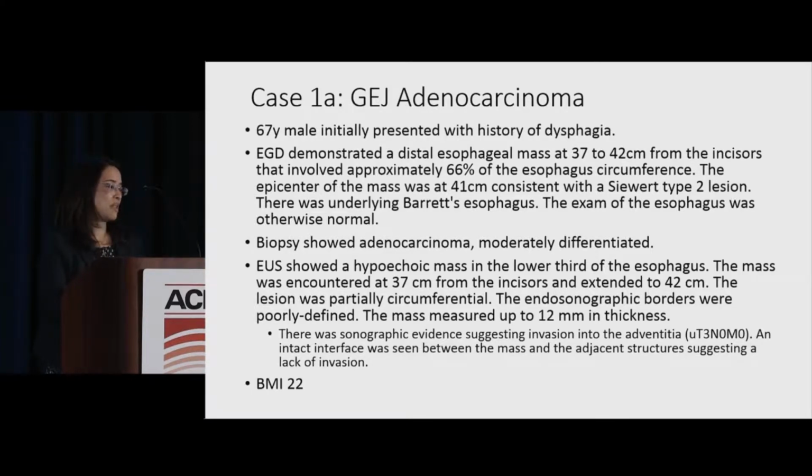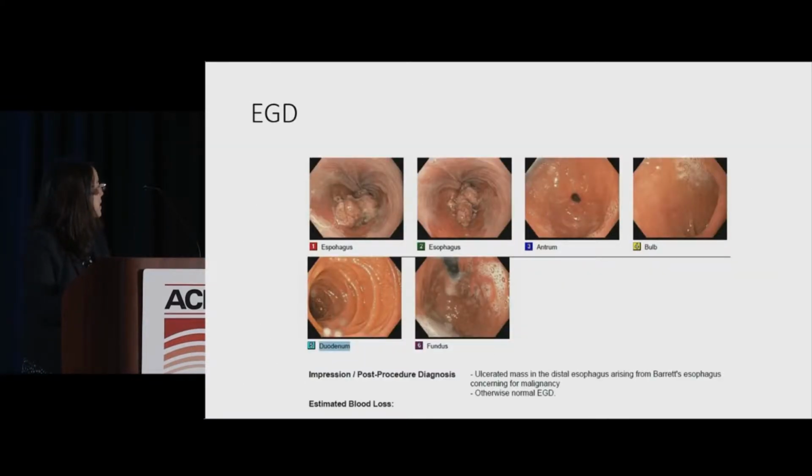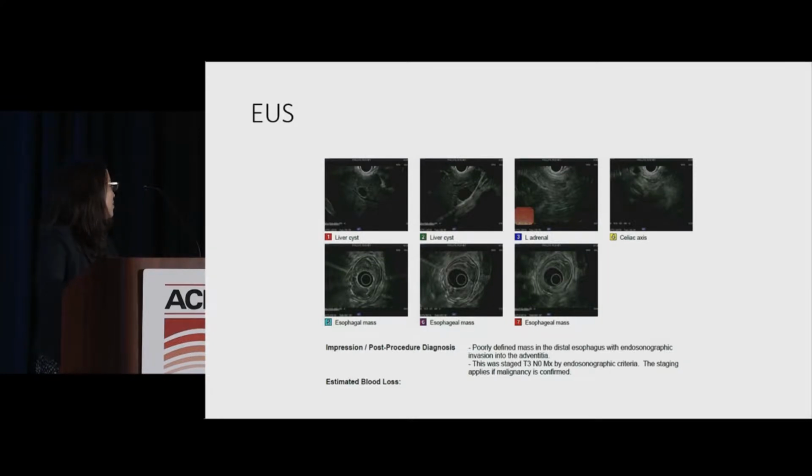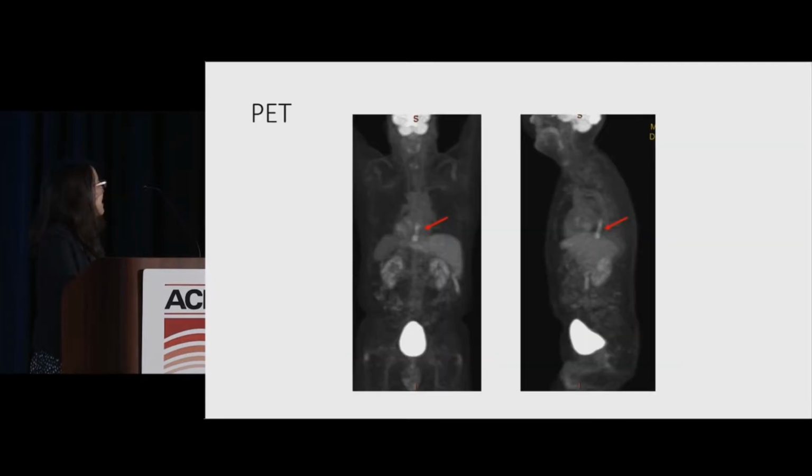His BMI was 22. This is his EGD, and you can see the ulcerated mass in pictures 1 and 2. And this is his EUS, and you can see the invasion into the adventitia. The PET scan, the helpful red arrow, shows us where the tumor is, right at the GE junction.